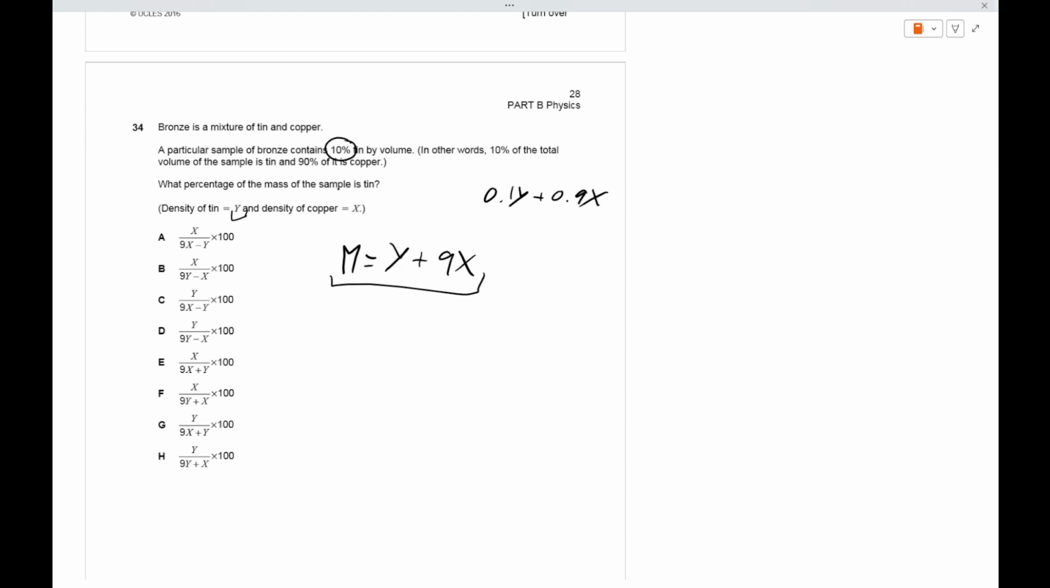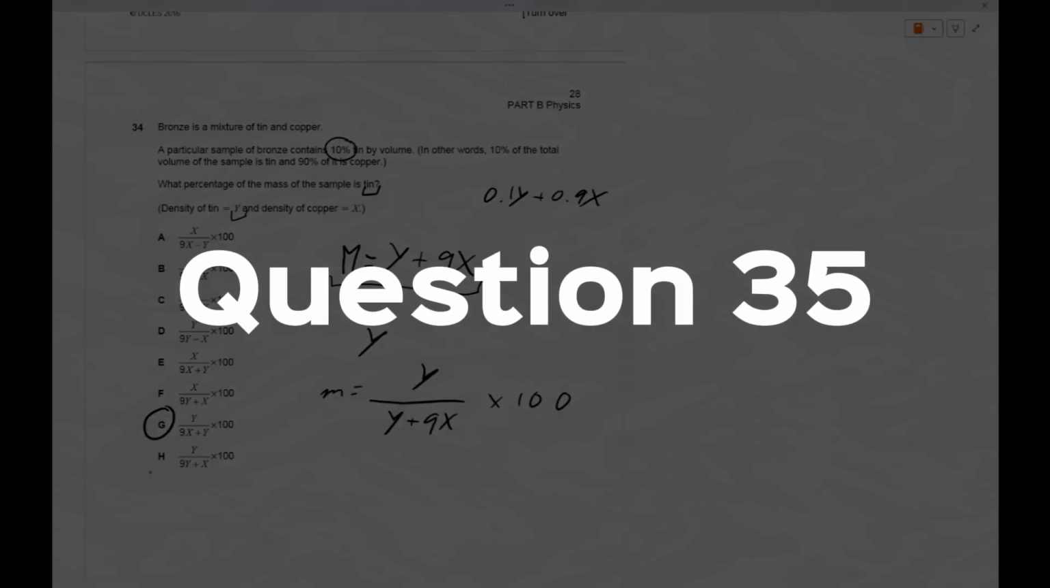Then it's asking what the percentage of the mass is tin. So we know that the mass of tin is just Y. So the percentage of the mass that is tin is equal to Y over Y plus 9x, and then we just times by 100. So that's clearly G.